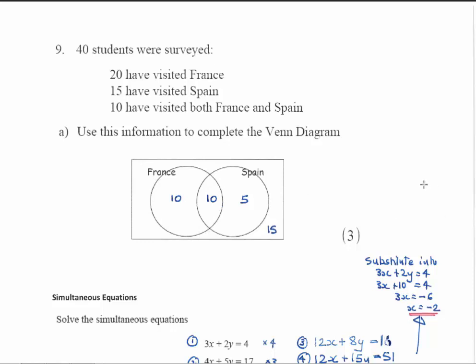How many people have we got so far? 10 plus 10 plus 5 is 25. There were 40 students altogether, so we're out by 15. So those 15 students must be people who haven't visited France or Spain, and they go here, or here, anywhere outside.